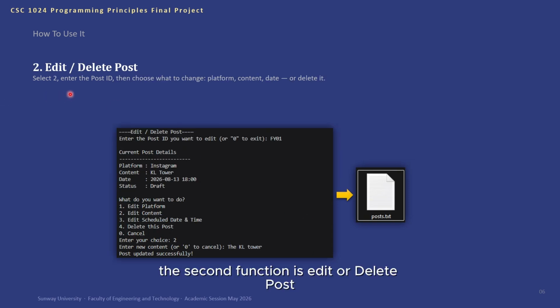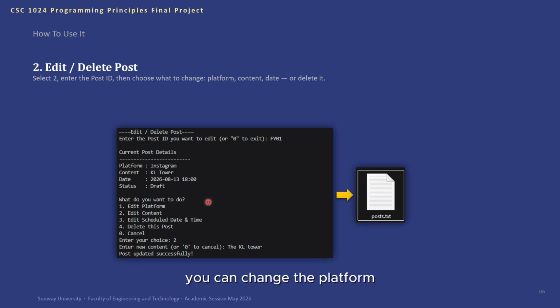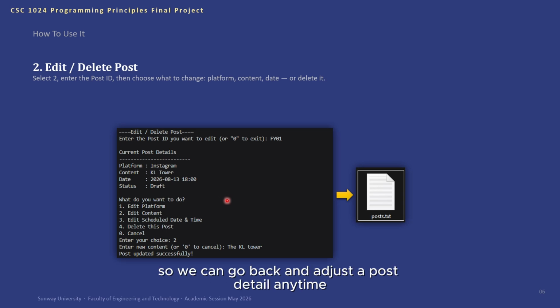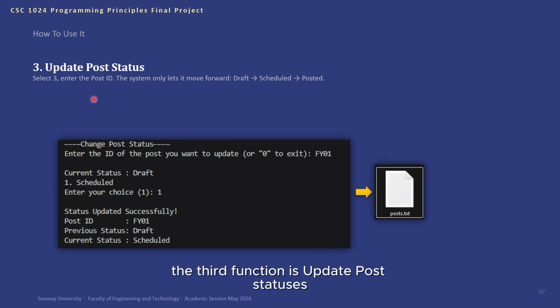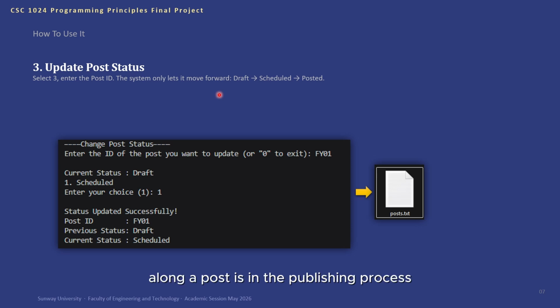The second function is edit or delete post, which lets you modify or remove an existing post. To use it, you select 2 and enter the post ID of the post you want to work with. Once the system finds it, it asks what you would like to do. You can change the platform, the content, the date, or you can delete the post entirely. This function is mainly there so we can go back and adjust a post's details anytime before it actually goes live.